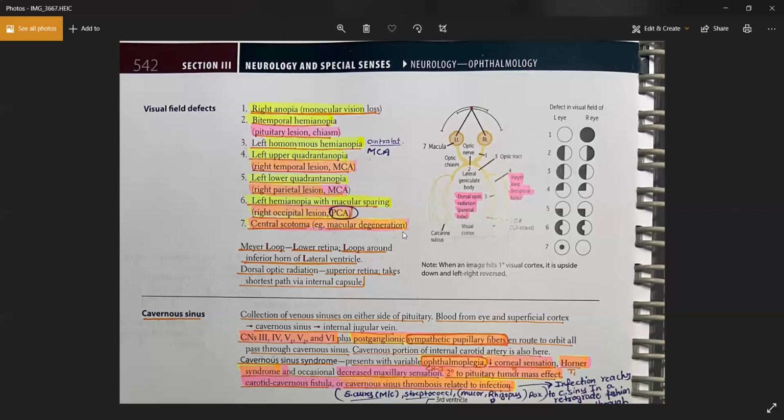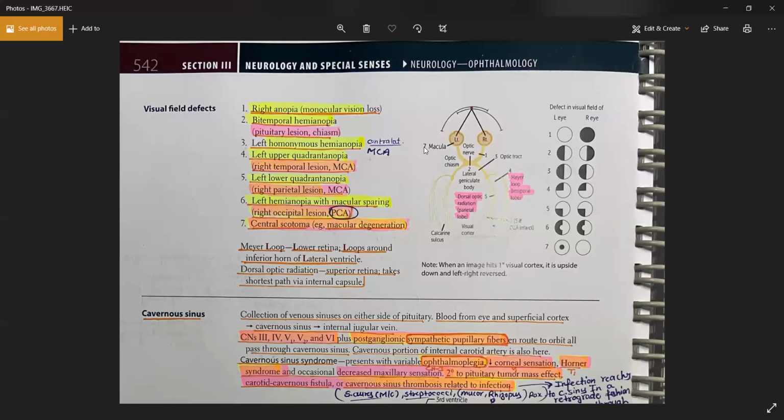Central scotoma actually is nothing but a collection of nerves. Macula is nothing but nerves, right? Basically, no damage to the brain in central scotoma, exactly. No damage to the brain. It's happening in the retina only due to any hypoxia or something like that.